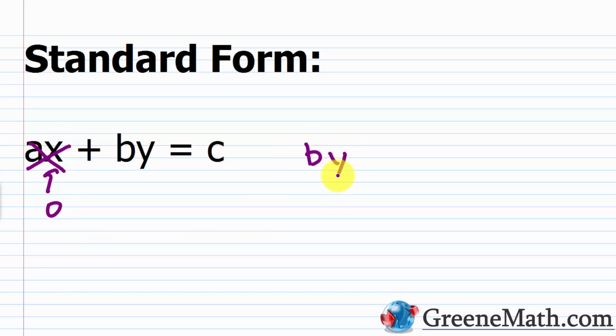I would have by is equal to C. I would divide both sides by B, and I would find out that my y-intercept occurs at what? So there, y would be equal to C over B. So C over B would be the y-coordinate for my y-intercept.